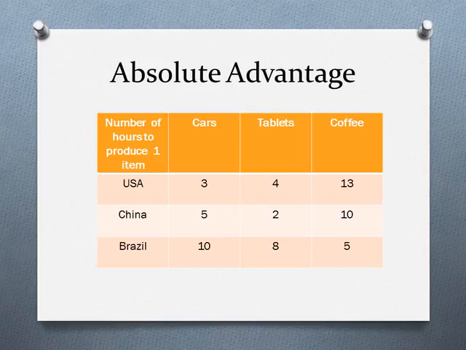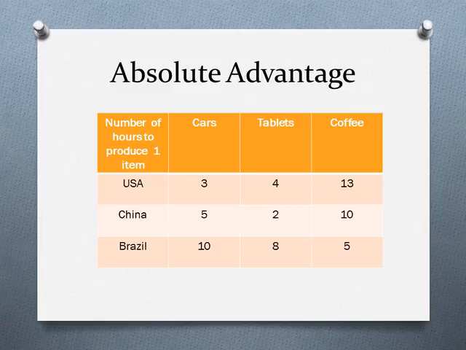Okay, so let's look at absolute advantage here on the chart. You can see here we've got three countries, the United States, China, and Brazil, and we're looking at three different products, cars, tablets, and coffee. So now with the absolute advantage, you're just going to be looking at one column at a time.